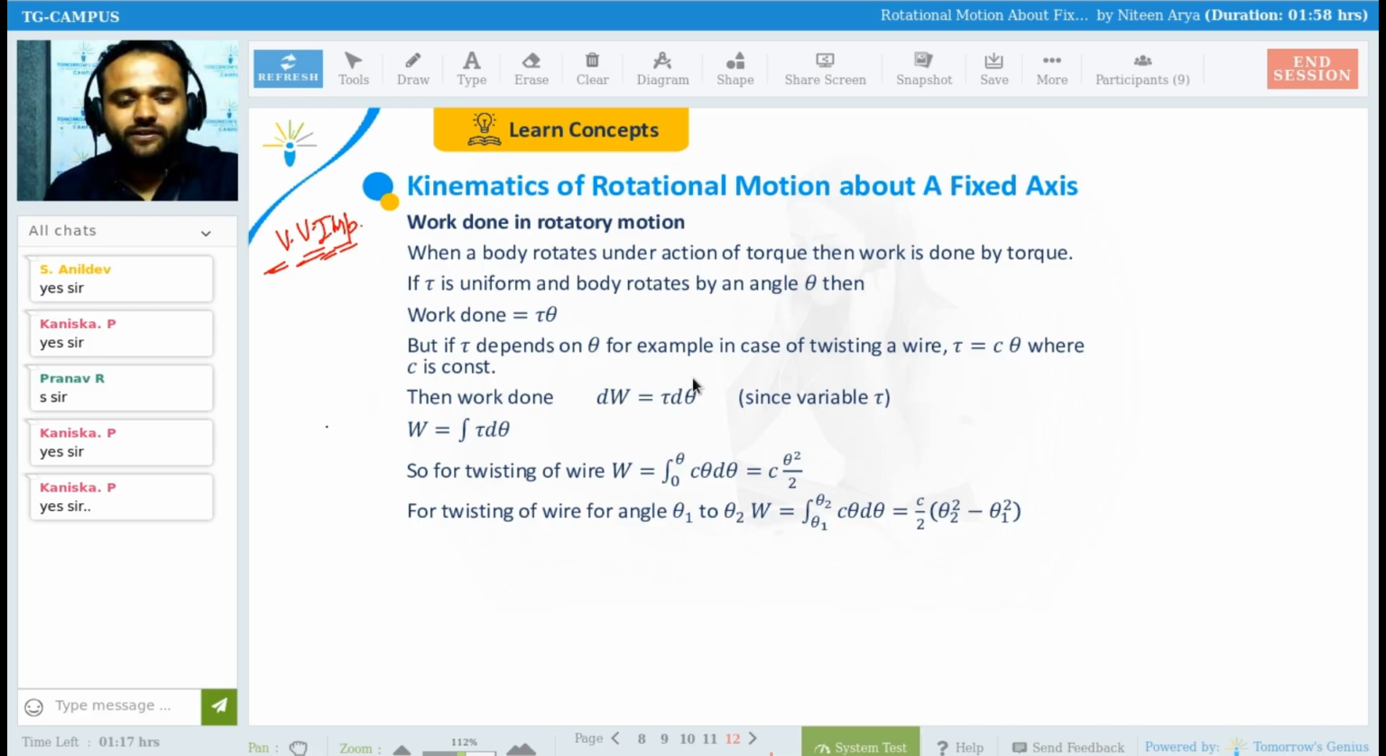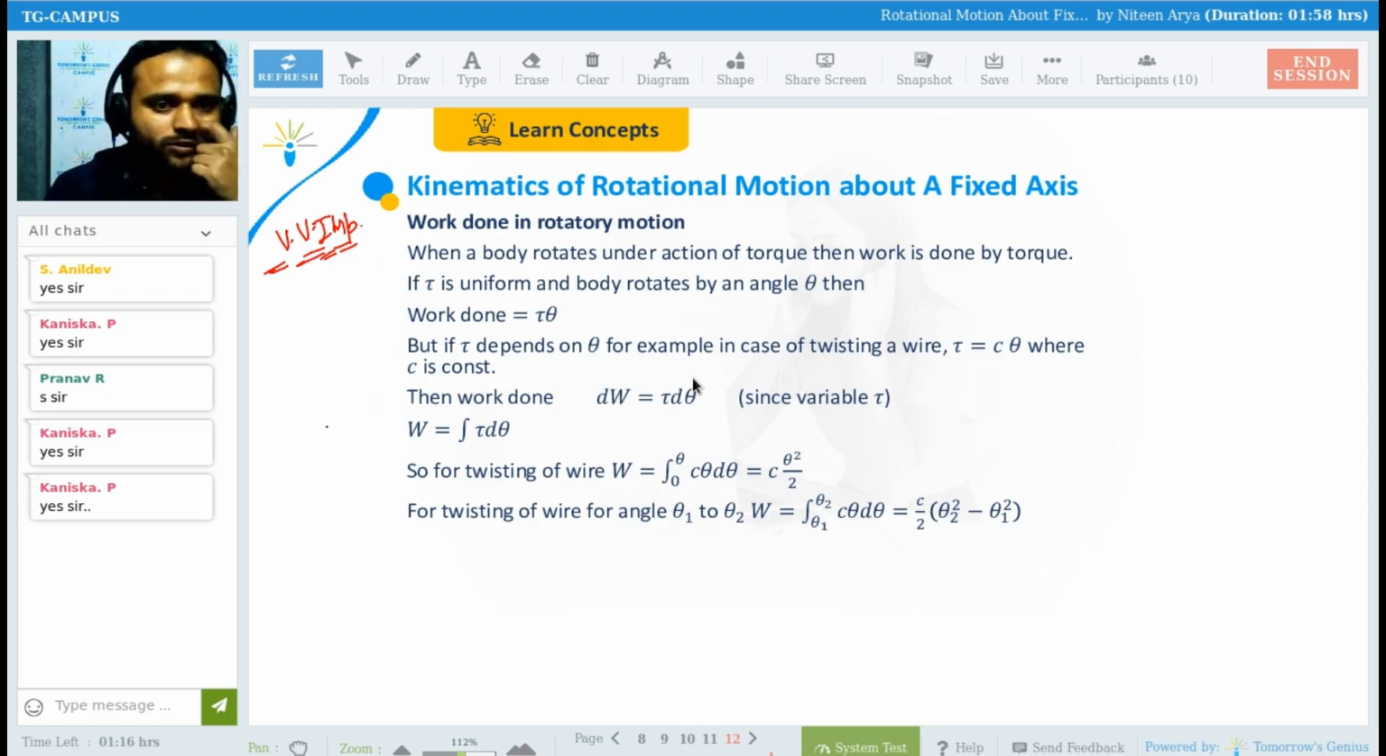After this particular slide, we are going to talk specifically about the kinematics of rotational motion about a fixed axis. Means if any particular body is going to rotate about an axis, then the work done, power and kinetic energy of rotation, and then the work-energy theorem also. Then I'm going to give you a smaller break, and then we are going to start rolling. Okay, so let's quickly do this.